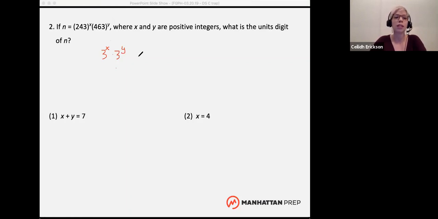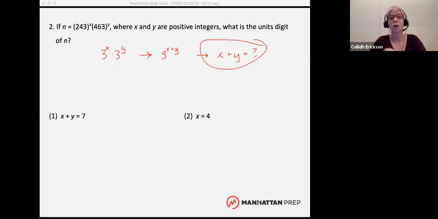So if we have 3 to the x times 3 to the y, we could rewrite that using exponent rules. When we're multiplying with the same bases, we add our exponents. So 3 to the x plus y. So if we want to know what the units digit of 3 to the x plus y is, what do we really want to know? Well, all we need to know is what is x plus y. This is our rephrased question.